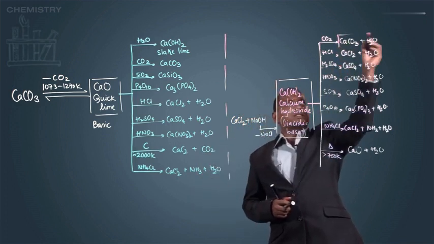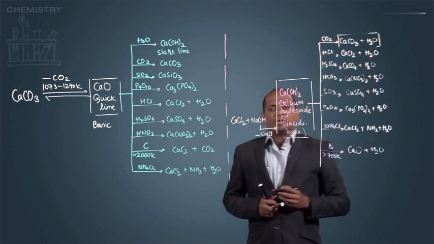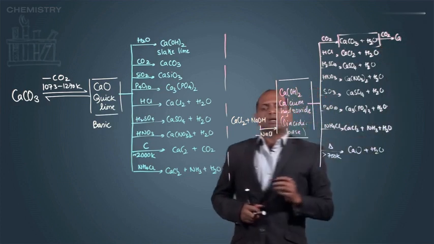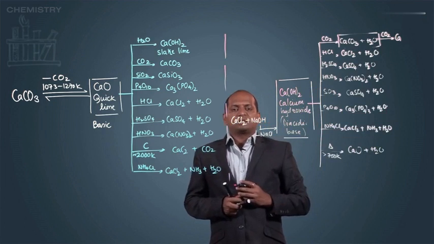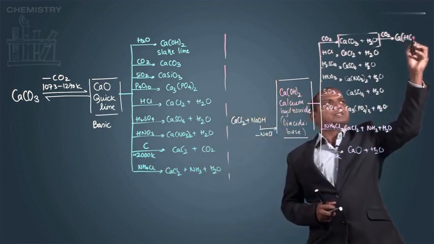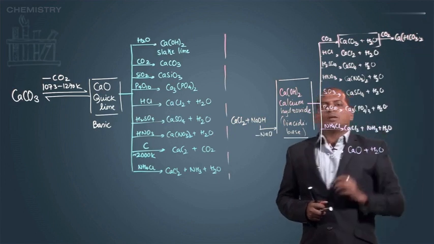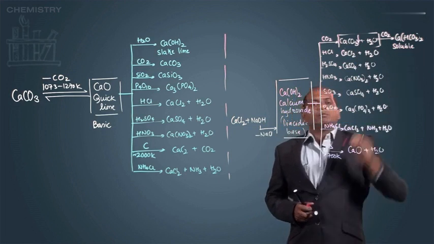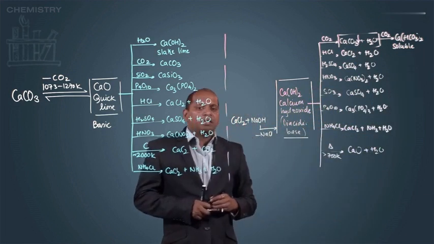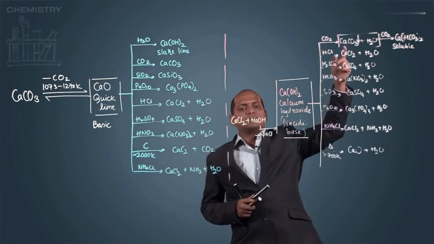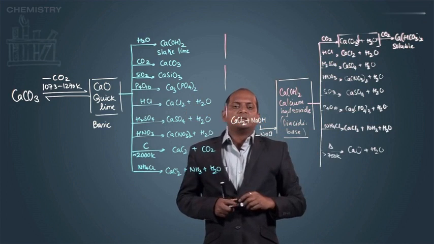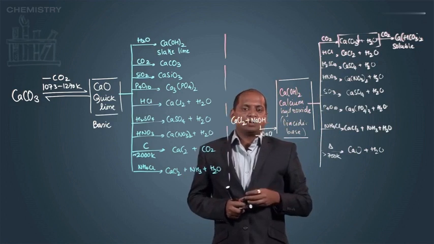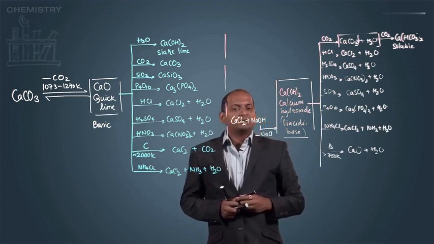Now, if I am passing excess carbon dioxide through this, then the solution turns colorless again, and that colorless solution is because of the formation of calcium bicarbonate, which is soluble in water. So this is insoluble in water, this is soluble in water. Because calcium carbonate is insoluble in water, it precipitates out and that makes the solution milky. Calcium bicarbonate, since it is soluble in water, turns that milky solution colorless.